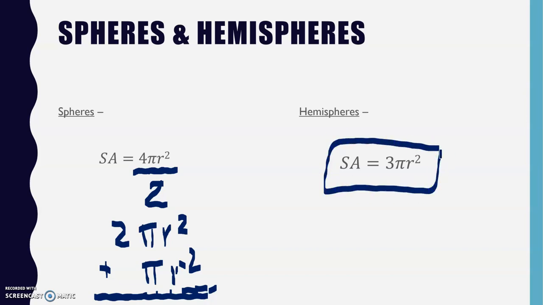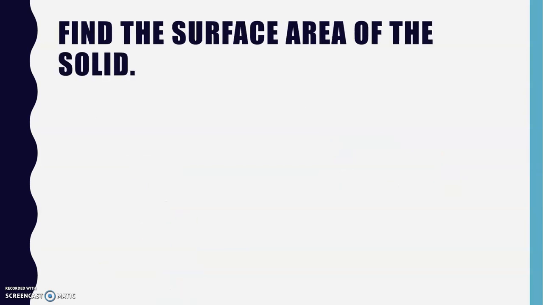Now we're going to start to go through some of the examples, and they're all kind of mixed up, so we are going to identify what shape each one is. So for the first one, this one is actually a rectangular prism.